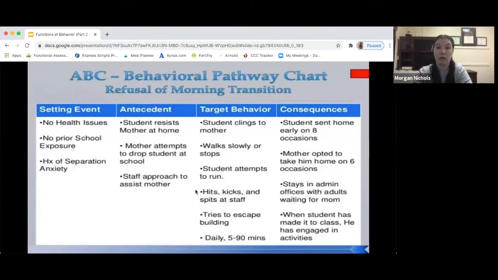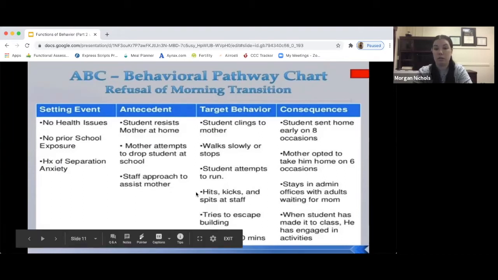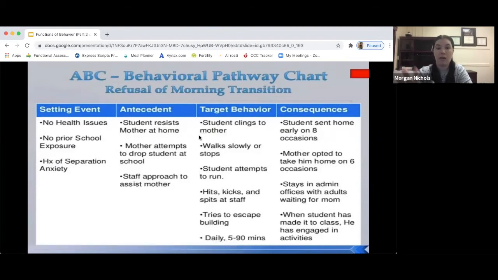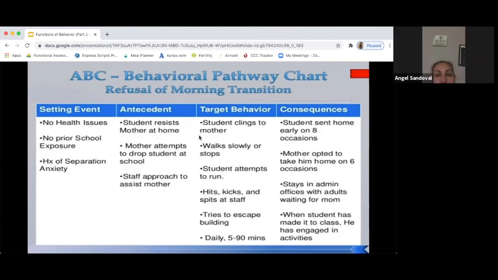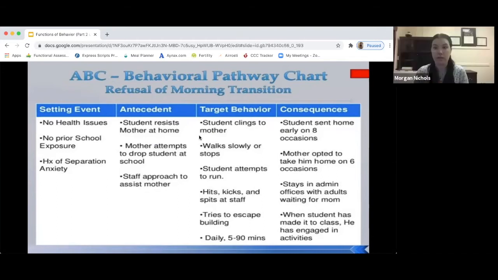It's not keeping him or others safe. It looks like him trying to escape the building, which again, it's a dangerous behavior. We have to be able to keep them safe. And all of those behaviors happen anywhere from 5 minutes to 90 minutes every day. So that's kind of a big deal, right?